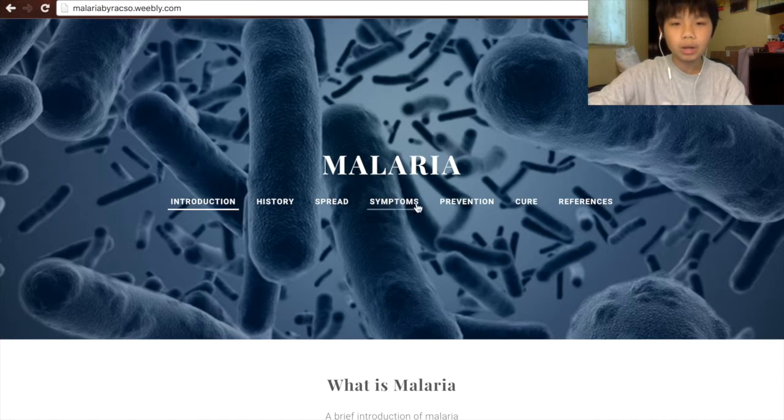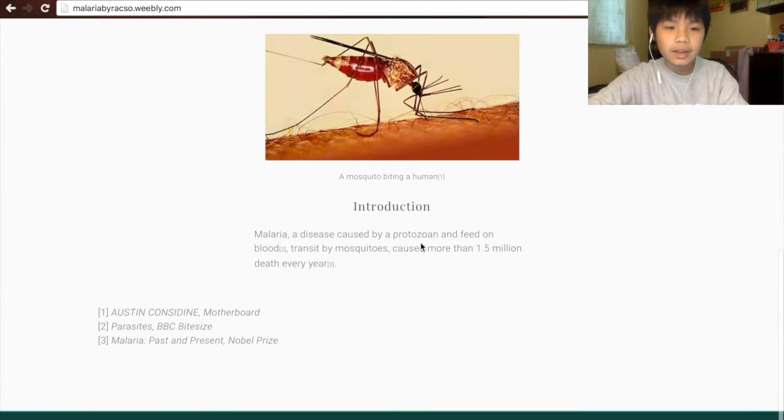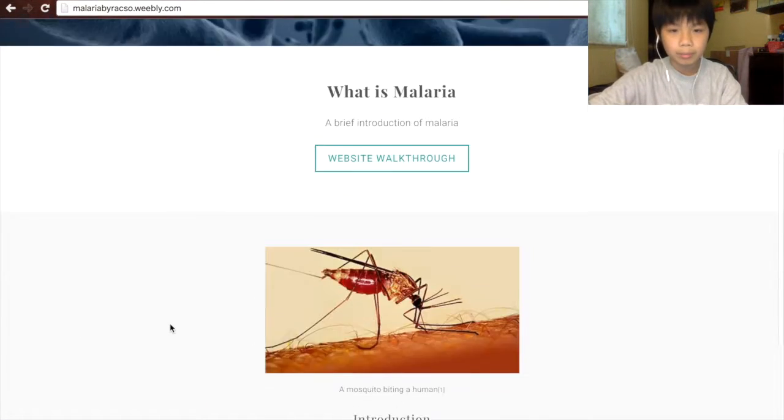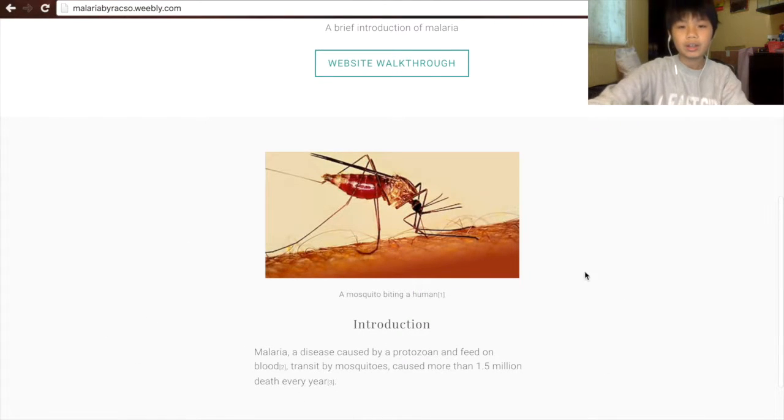Today I'm going to talk about malaria for my school science disease project. This part here is the reference for the main part of every page, the main part of my text.